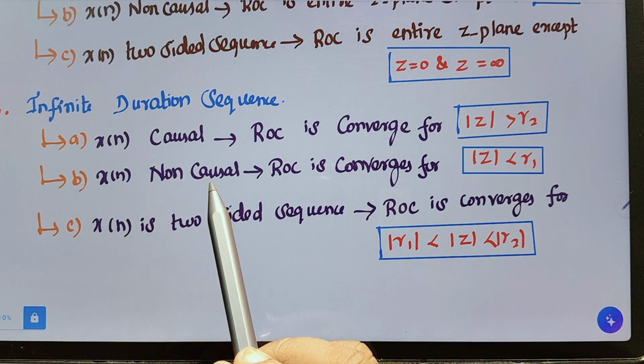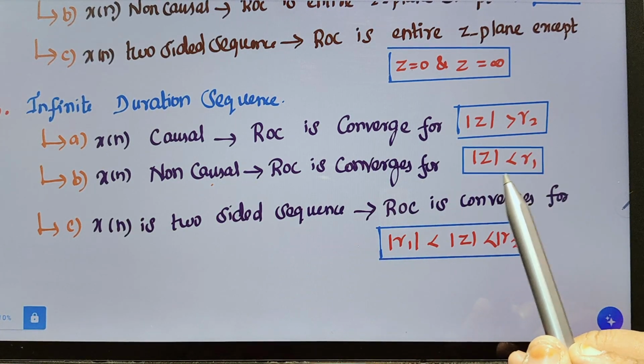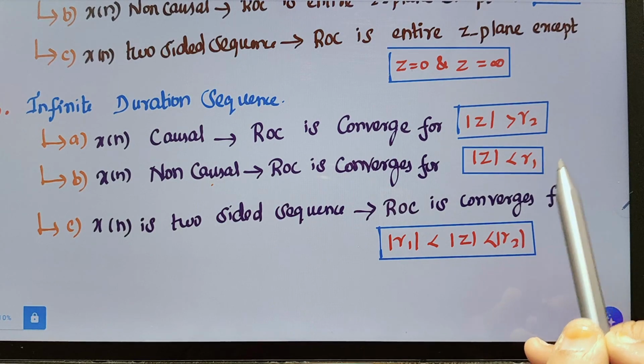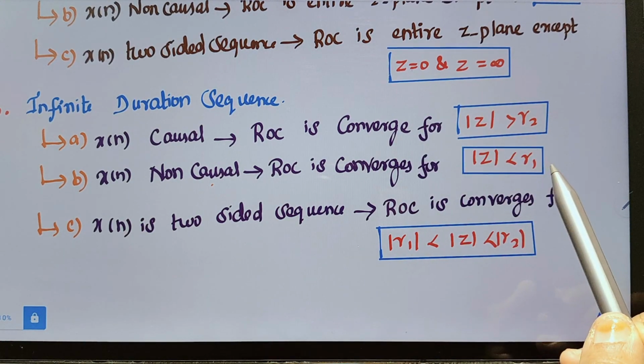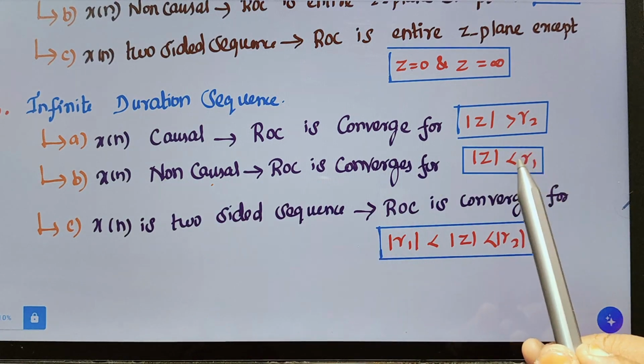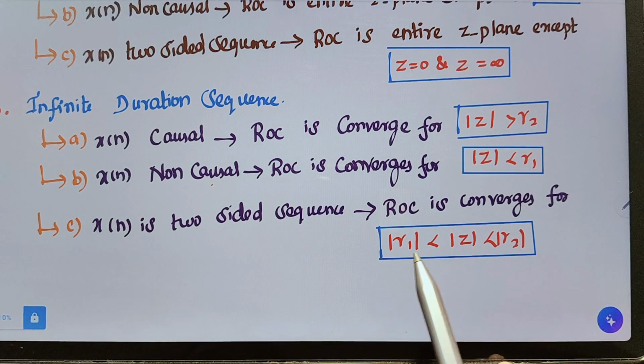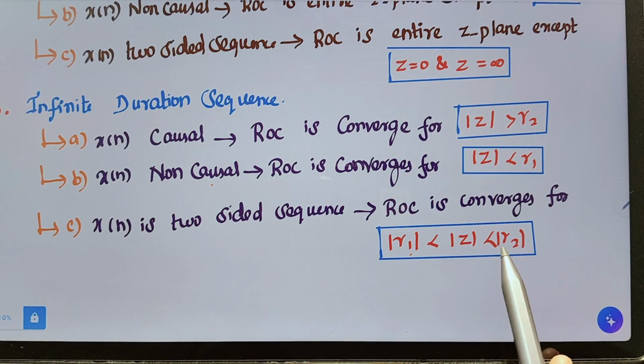In case of non-causal, the ROC is for convergence for modulus of Z less than R1. This is for one circle, the first circle, right? Less than. Causal means greater than, and the non-causal means less than. In case of two-sided, the Z transform range is in between the circles: modulus of R1 less than Z less than R2.